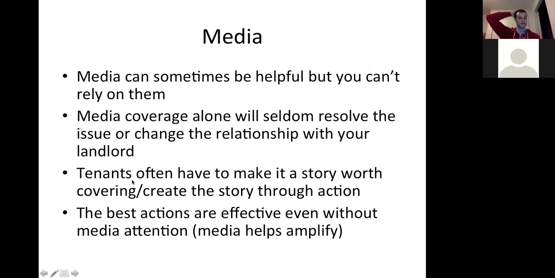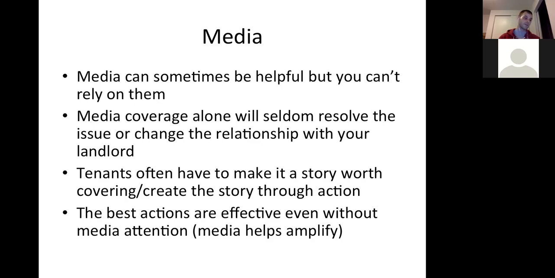Media could be helpful. Often media could help amplify actions, help bring attention to a situation. I think sometimes there's a bit of a misconception. People think that if we just get some media attention, then the issue will be resolved. Sometimes that works, but very often, media attention alone is not going to resolve the issue. So you're not going to want to depend on the media attention. Another reason you're not going to want to depend on it is because you don't have control over whether or not a reporter covers your story.